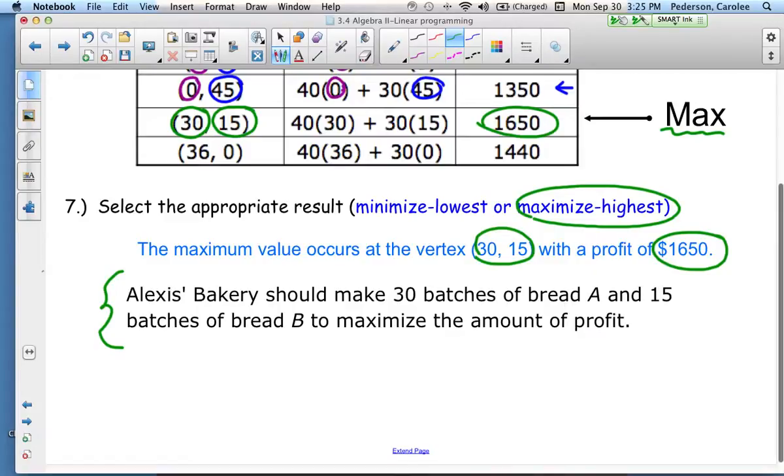We will be doing one of these in our warm-up, but I do want you to be familiar with what linear programming is and what the 7 steps are. You don't have to be an expert at this point, but I would like you to be prepared for tomorrow when we do our warm-up.